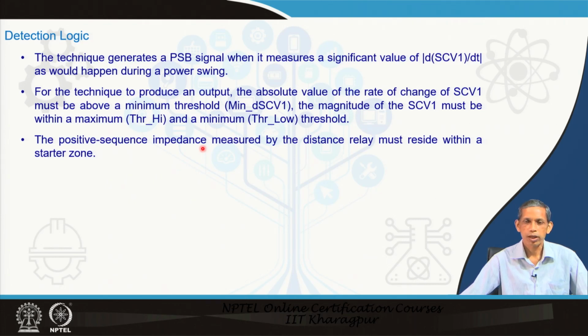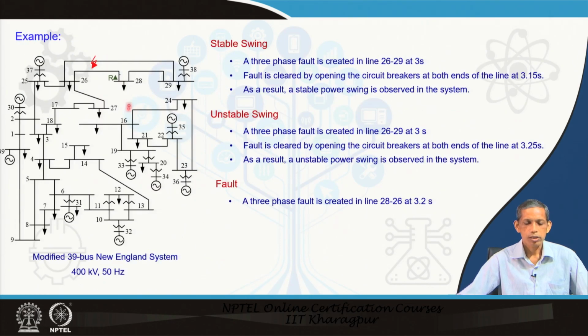So, we saw from the earlier discussion that the derivative of that one has a d delta by dt, that is the swing frequency perspective. Now, let us take the same system and examples we discussed in our earlier lecture, stable swing, unstable swing and fault, which are to be distinguished by this approach.